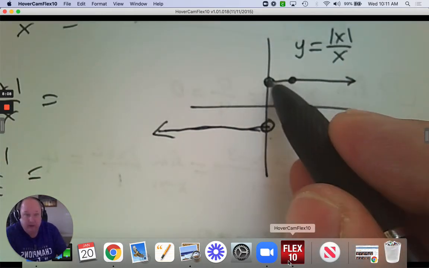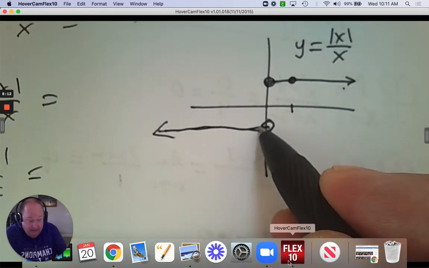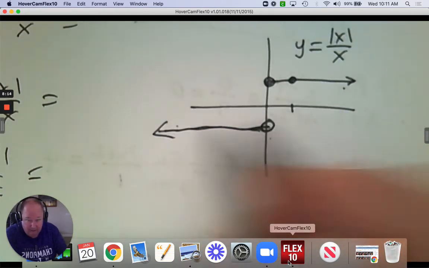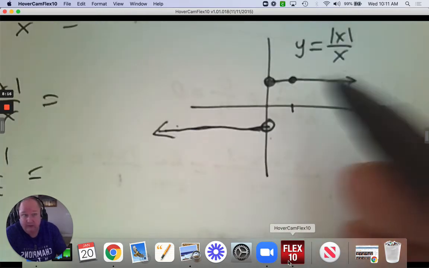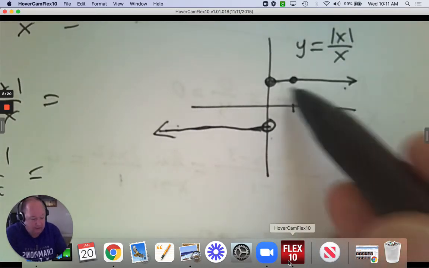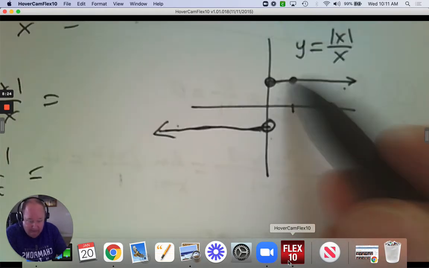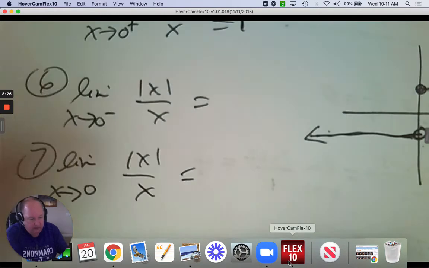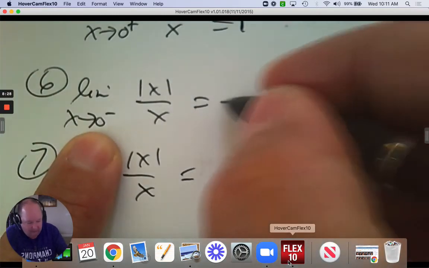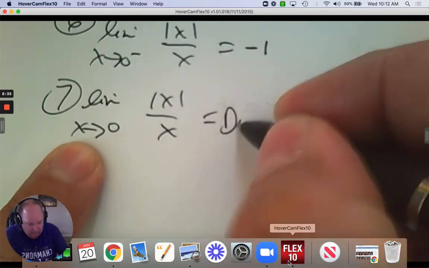If I plug in a positive number, the answer is positive 1. If I plug in a negative number, the answer is negative 1. And at 0, we can't have any value for it. It's indeterminate. So what's the limit from the right? From the right, the y value is positive 1. From the left, the value is negative 1. Because they don't agree on what the limit is, the limit exactly at 0 does not exist.